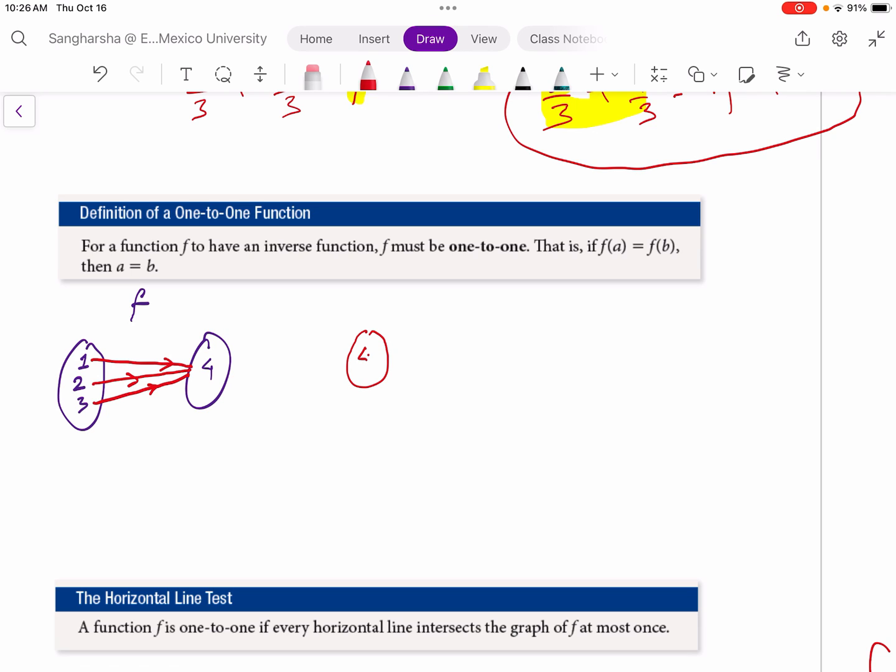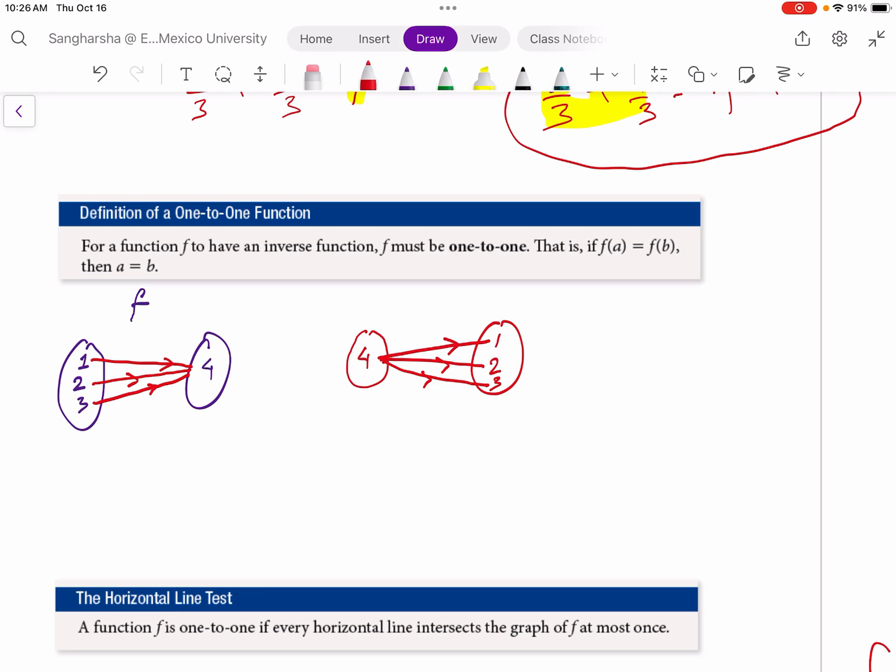Now, if we switch our input and output for this function, what happens? We write down 4 in our first set. In the second set we have 1, 2, 3. So 4 is corresponding to 1, 4 is corresponding to 2, 4 is corresponding to 3. Now, is that a function or not? Why is that not a function?